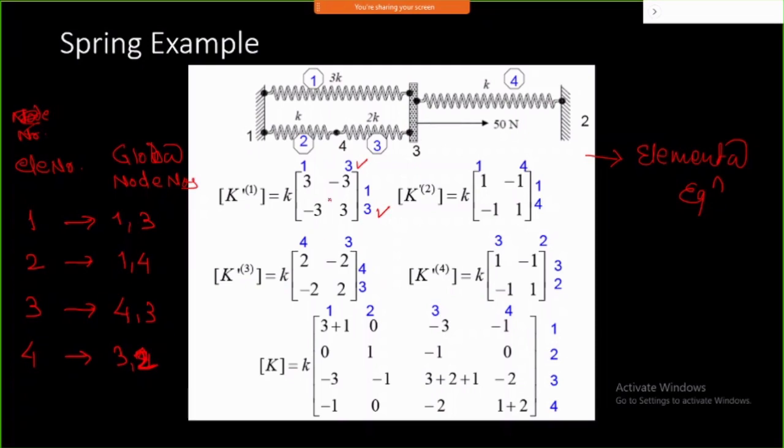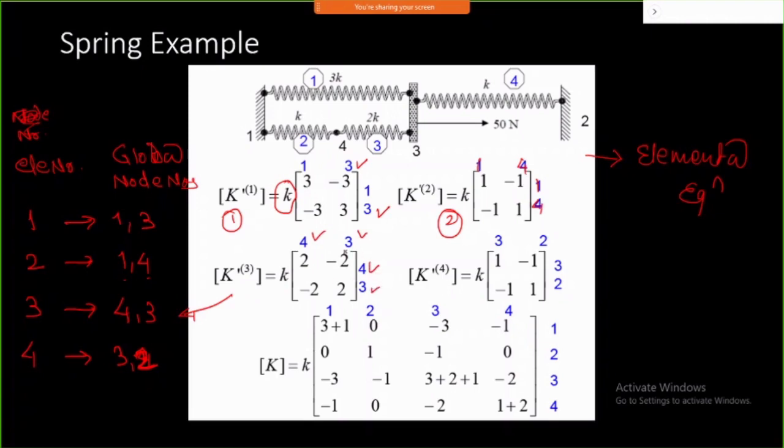Now the first element, you can just look at this element is 1 3 here. I can write 3 minus 3 or 3 because it is 3k, and I can take k as common, and I will get this equation. This is for element number 1. This is for element number 2. 2 is 1 4. Obviously I will write here 1 4 1 4. Then in the same way element number 3 is 4 3, written 4 3 4 3.